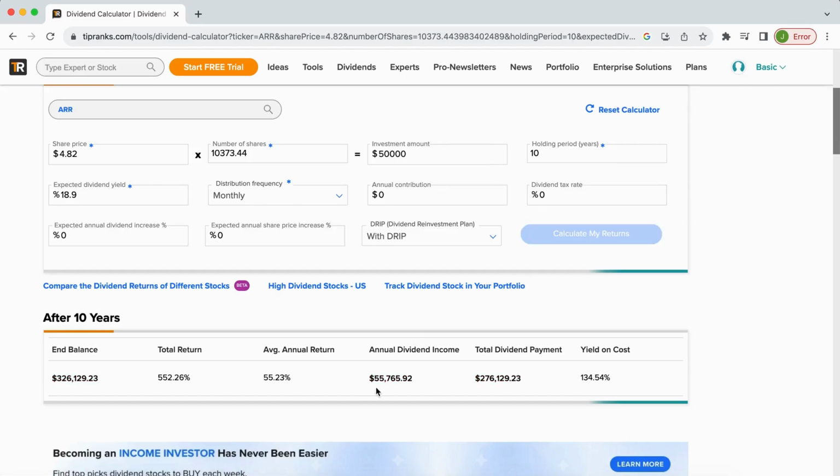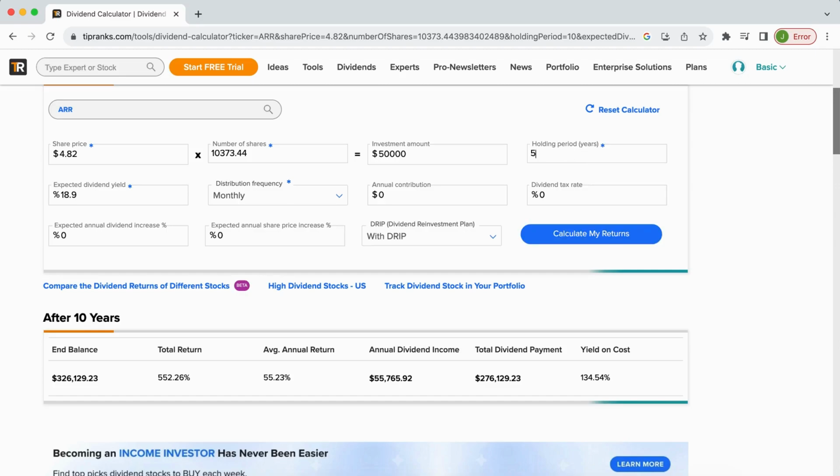When we calculate our returns, we're making that money back after 10 years each year. So $55,000 is coming back to us each year in dividends, not adjusted for taxes. And our end balance is over $326,000. So this total return of 552% is just fantastic. We have a yield on cost of 134%. So we are definitely making a good chunk of money here.